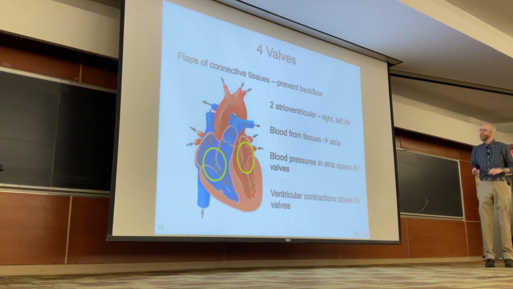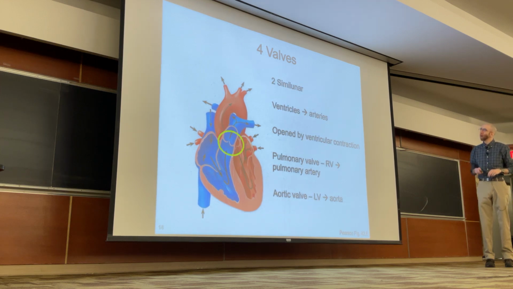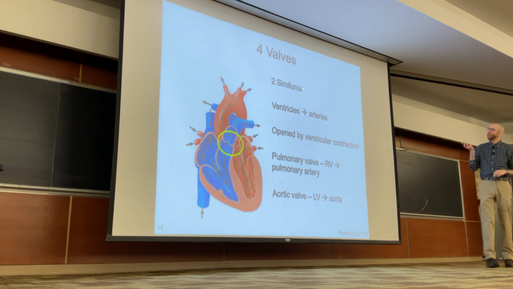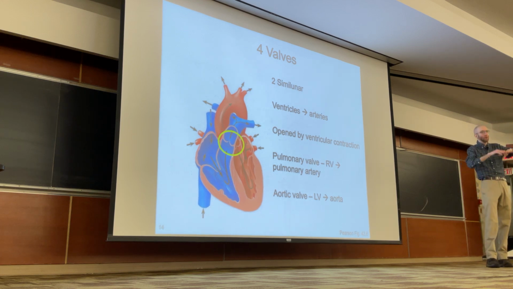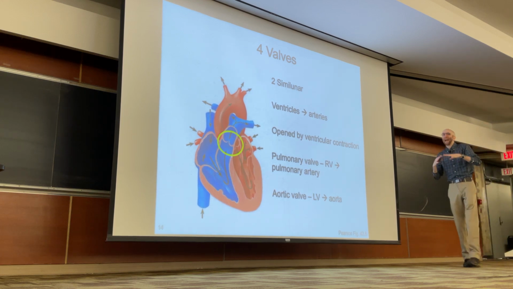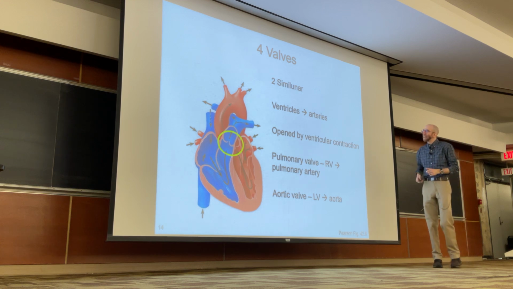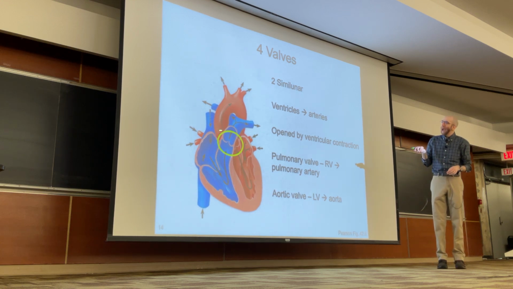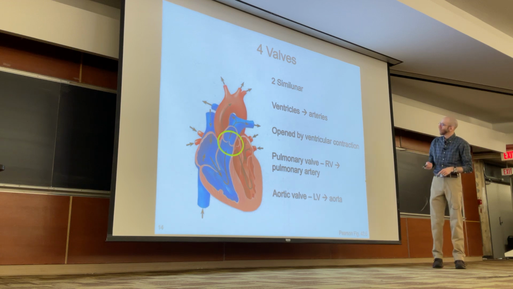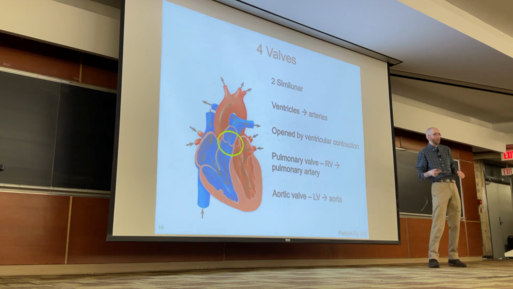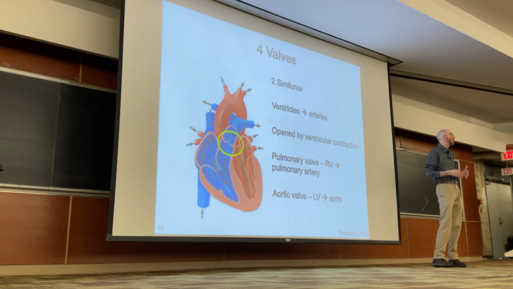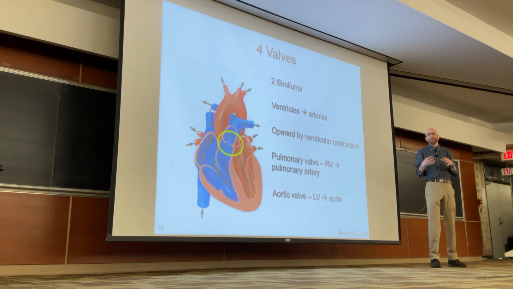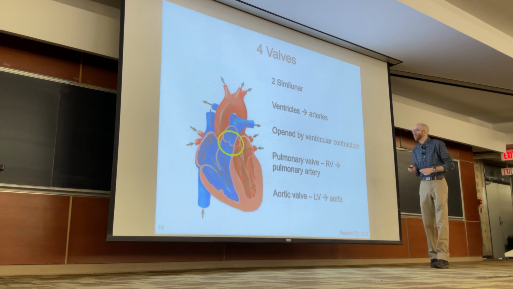And then in addition to the AV valves, we have two valves that are called semilunar valves. This was the shape of the valves. They look like half moons. These are the valves between the right and left ventricles and their respective arteries that lead out of the heart. And again, they are opened by the contraction of the chamber of the heart immediately before them, in this case, the ventricles.